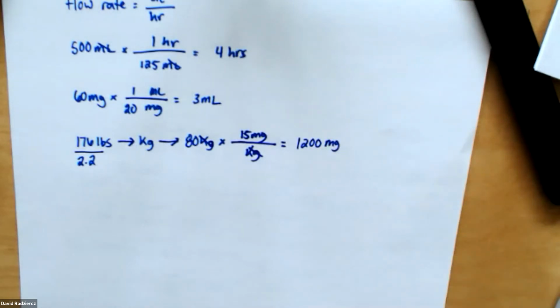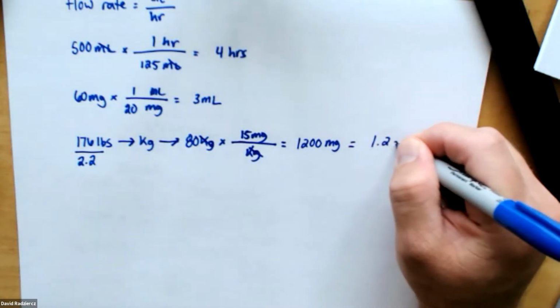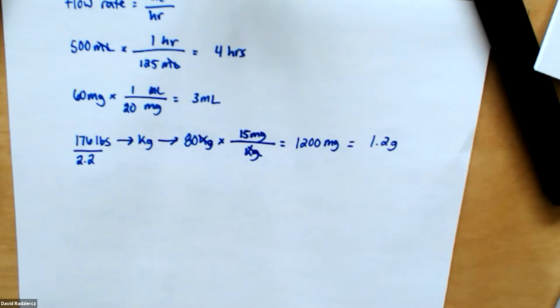milligrams. Now, the question says, how many milligrams would you administer? If this question had said, how many grams would you administer? You would convert this to 1.2 grams by dividing by 1,000. But I think you guys know how to do those conversions. At least my hope is that you know how to do those conversions. All right, so that was 24.